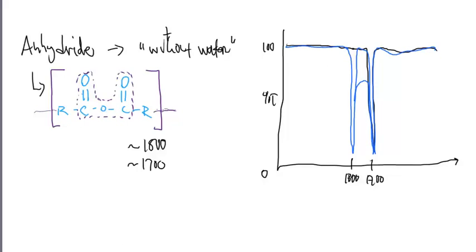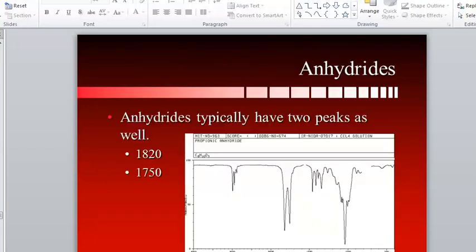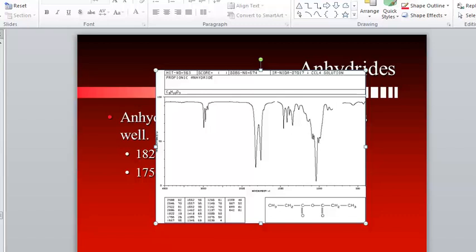Okay? So if I take a look at an anhydride, an actual real functional group, here we have two peaks that are showing up. And if you look at the x-axis for the wave number, there's 15, there's 16, there's 17. So a little bit above 17, we see this peak that would traditionally be a carbonyl signal.